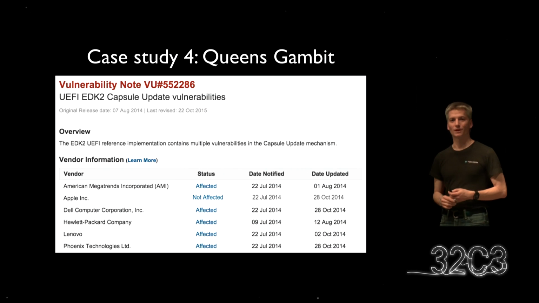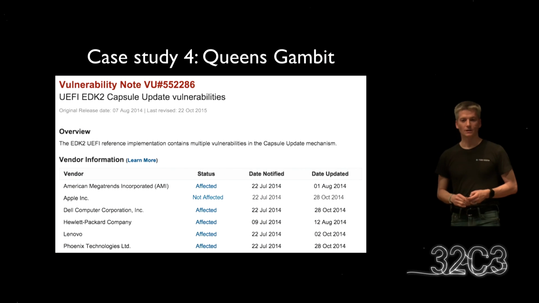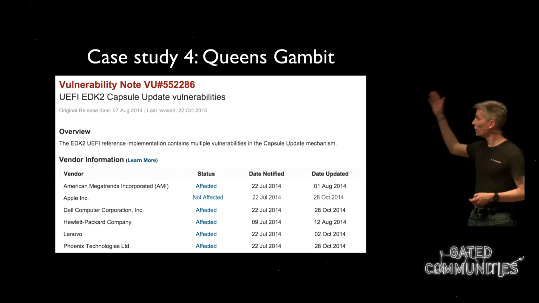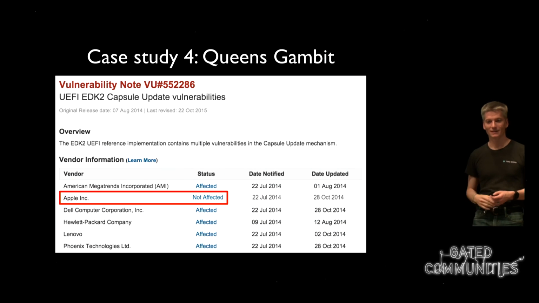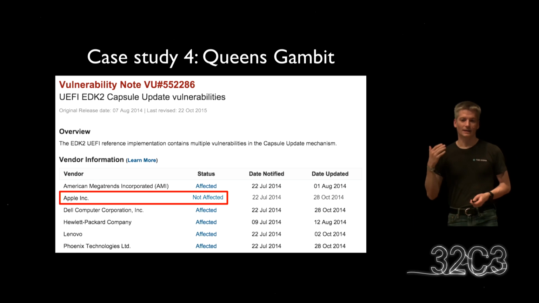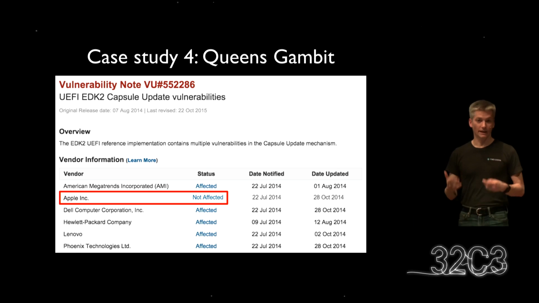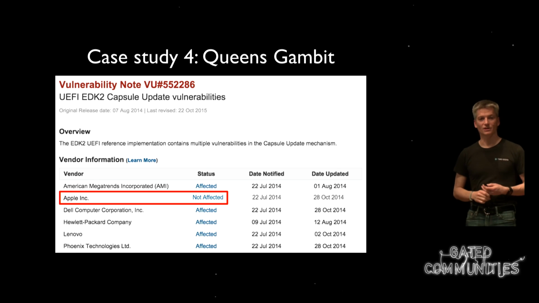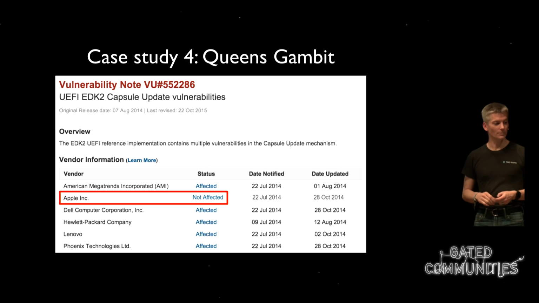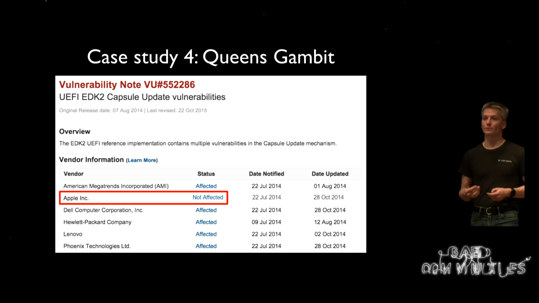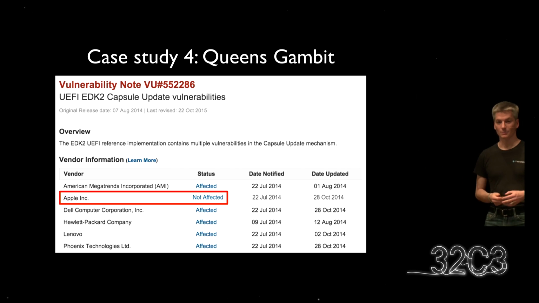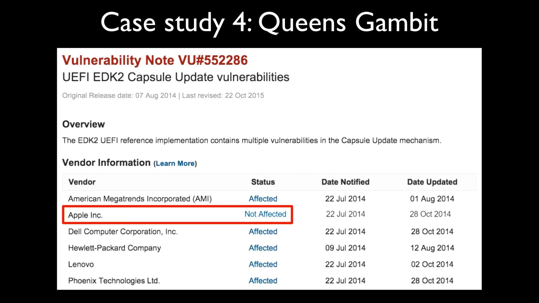As always, responsible disclosure is really important. And as you see, almost everyone's affected, except Apple. Apple claimed that because they don't use the standard UEFI firmware update routine, they're not vulnerable to this attack because they have their own firmware update routine. If you're interested in that, the Thunderstrike 1 talk that I gave last year at CCC goes into extensive detail about how Apple does their firmware updates.